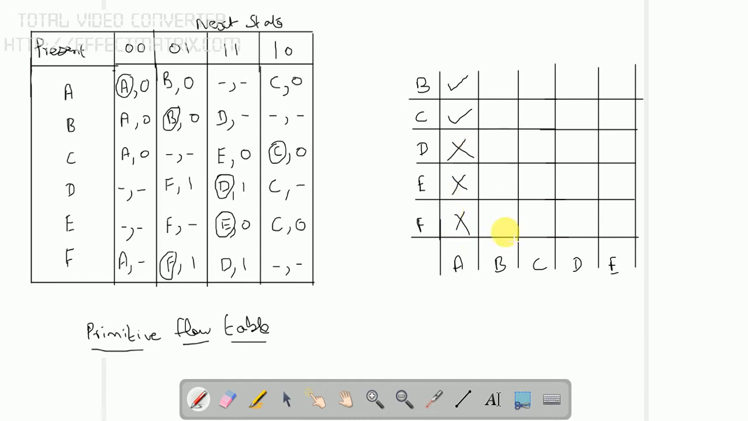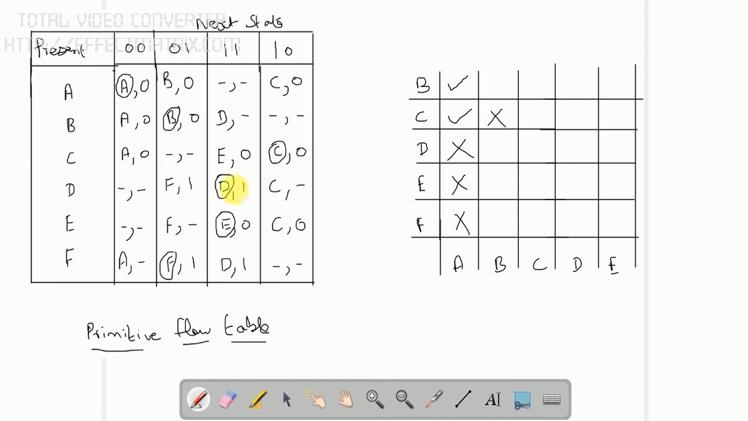Now I'm going to check B, C, B, D, B, E and B, F. So B and C, similarly A comma 0, A comma 0 equal, B comma 0, dash comma dash, no problem. This B comma 0 is taken for C also. Here I am having D comma dash, E comma 0. So the two states are different. So B and C is not equal.